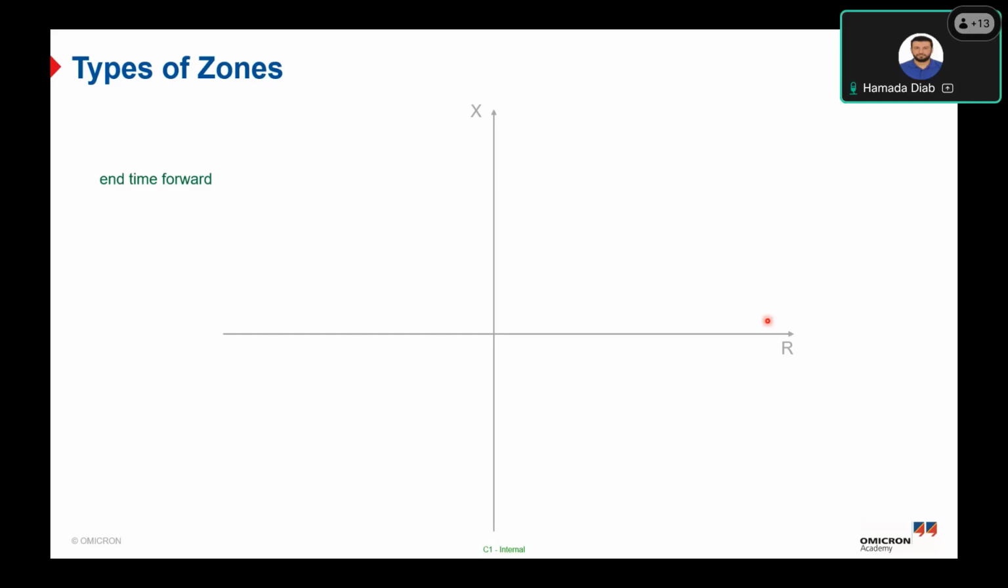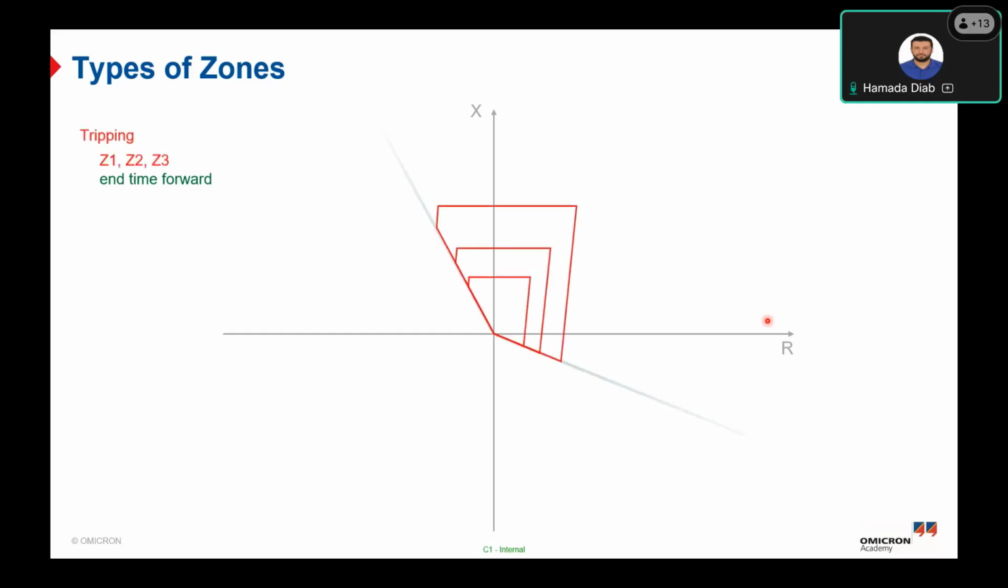Based on the distance array file available in the Test Universe, we have different types of zones available. The first type is tripping zones, which can be represented as Z1, Z2, Z3. This means if the impedance is located in one of these zones, the timer will be initiated and the trip command will be issued after the time delay in the parameter setting, to trip the circuit breaker and isolate the fault.